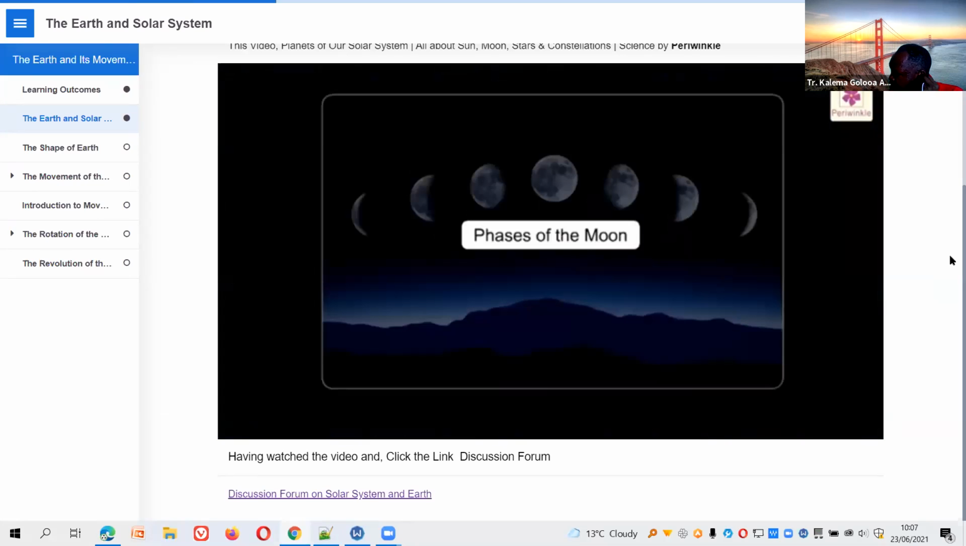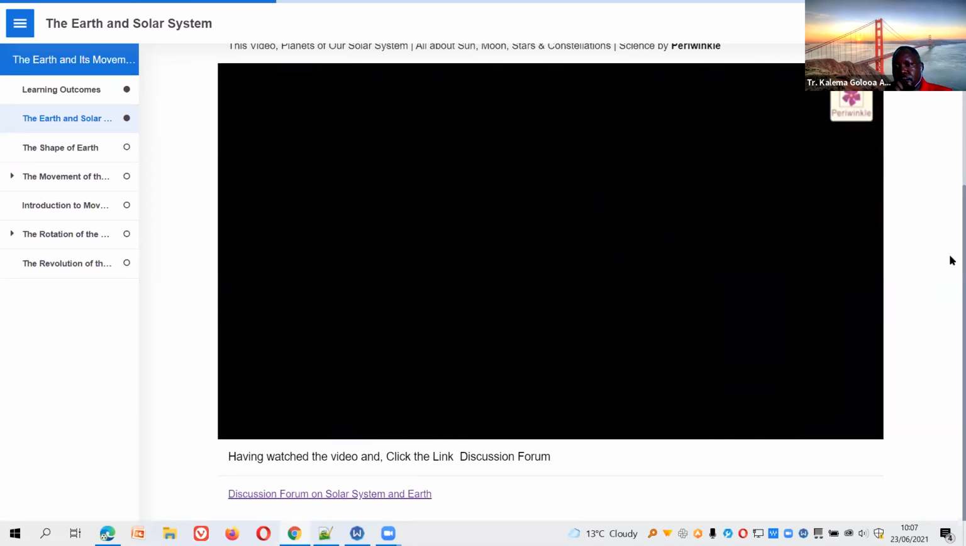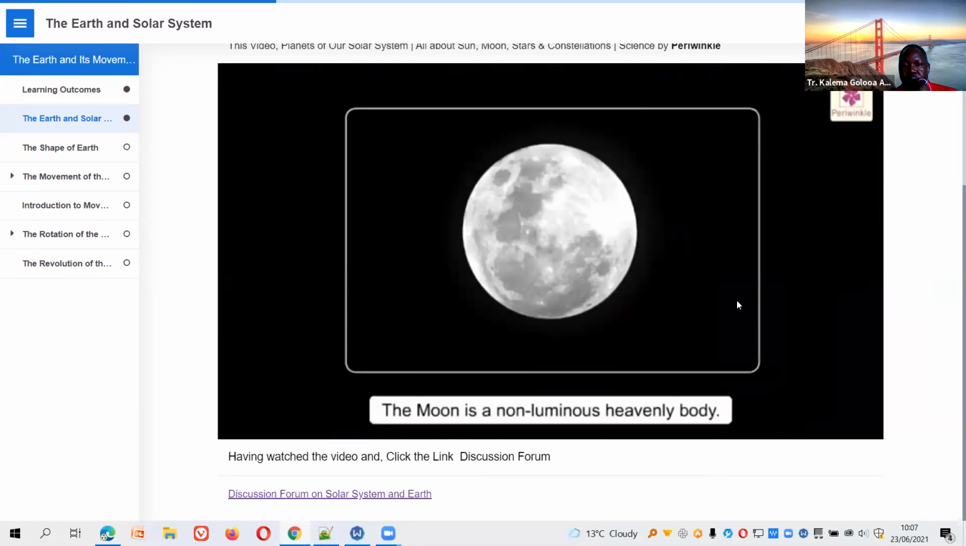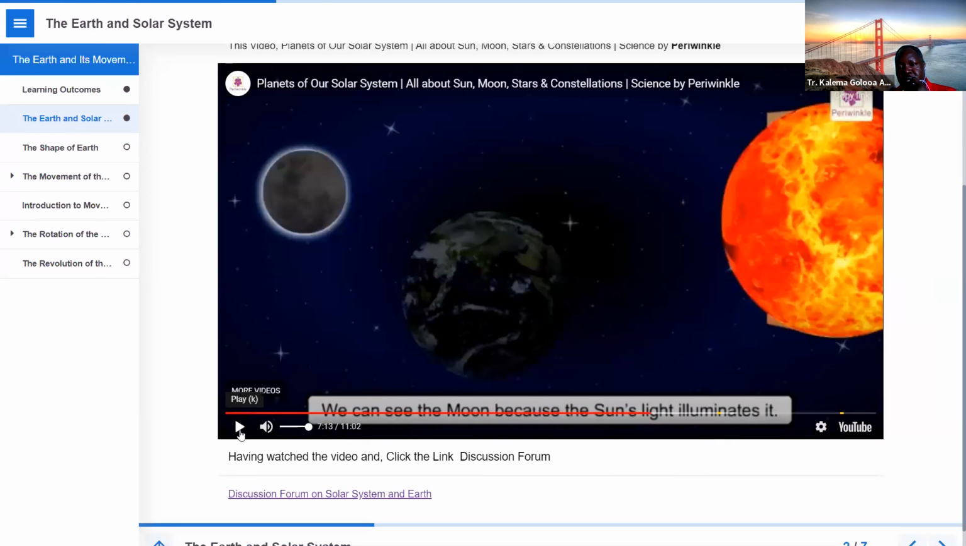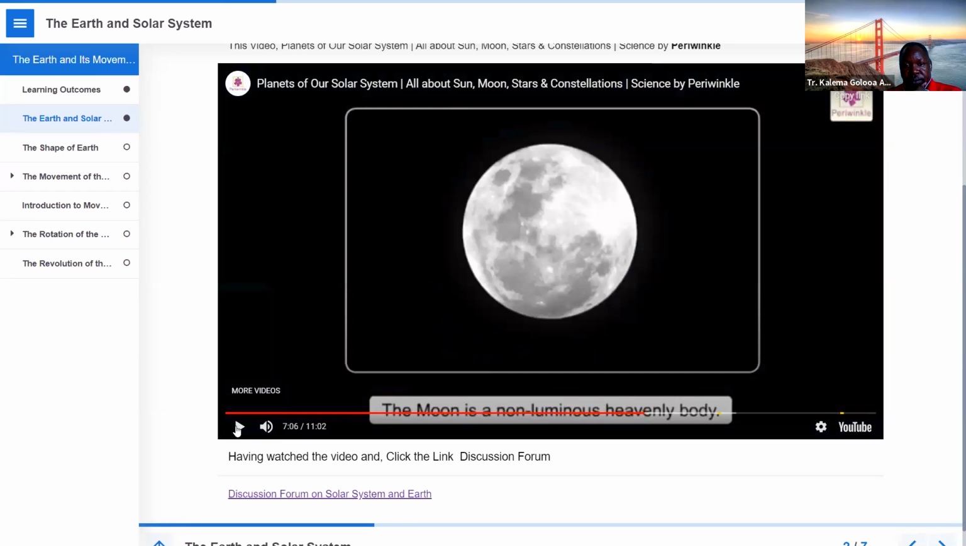Phases of the moon. The moon is a non-luminous heavenly body. We can see it only. I pause a bit here because of a statement that has been made when he said the moon is a non-luminous heavenly body. Non-luminous. Those of you who have nice English, you can hit the chat room and tell me what non-luminous means, but we shall discuss that as we move along. So let's continue.